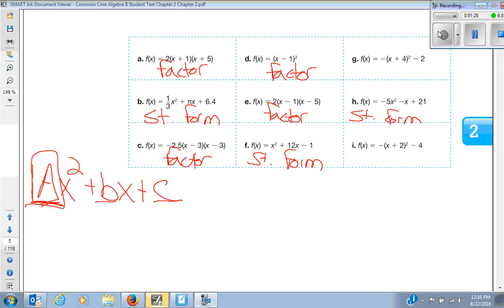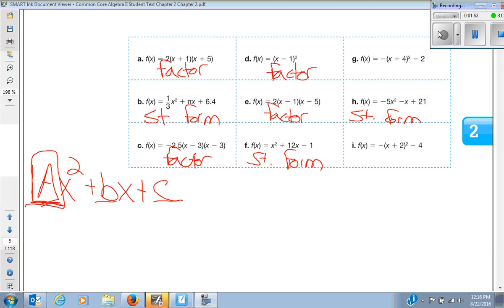What's the B? Pi. It's okay that it's an ugly number like that. Your parents still love you. We still love pi. Okay? What about C? 6.4. How about F? What is A? 1. What is B? 12. And what is C? Be careful now. It's -1.